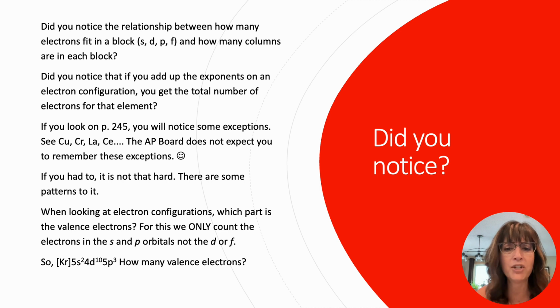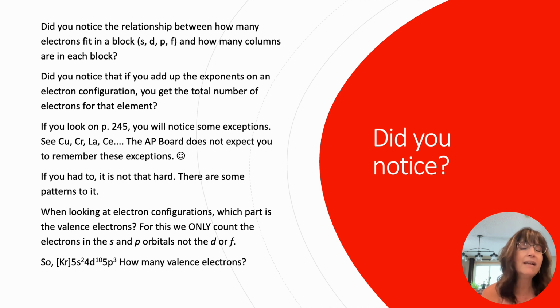I know this was long, but you made it. Let's just go over a couple of things. Did you notice the relationship between how many electrons fit in a block and how many columns are in each block? The s block can hold 2. The s block has 2 columns. The p block can hold 6. There are 6 columns, and so on. Did you notice that if you add up all of the exponents on an electron configuration, you get the total number of electrons for that element?